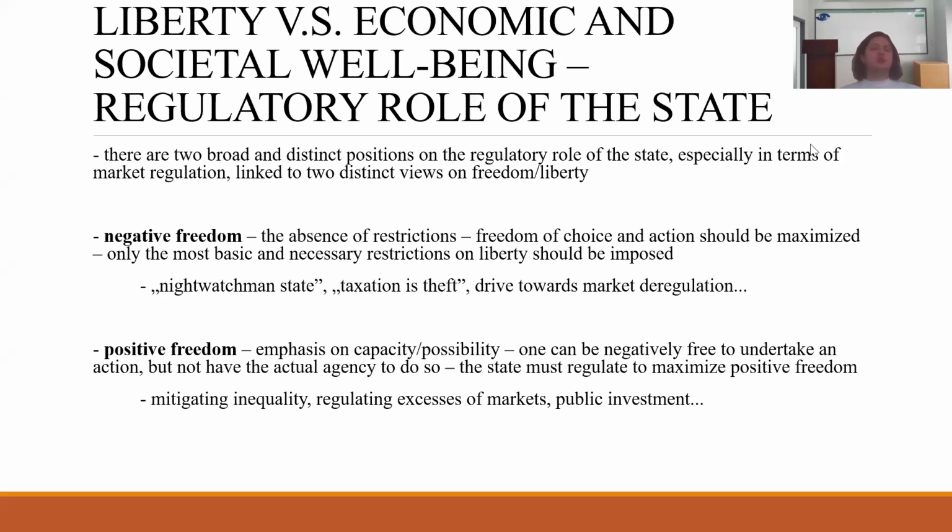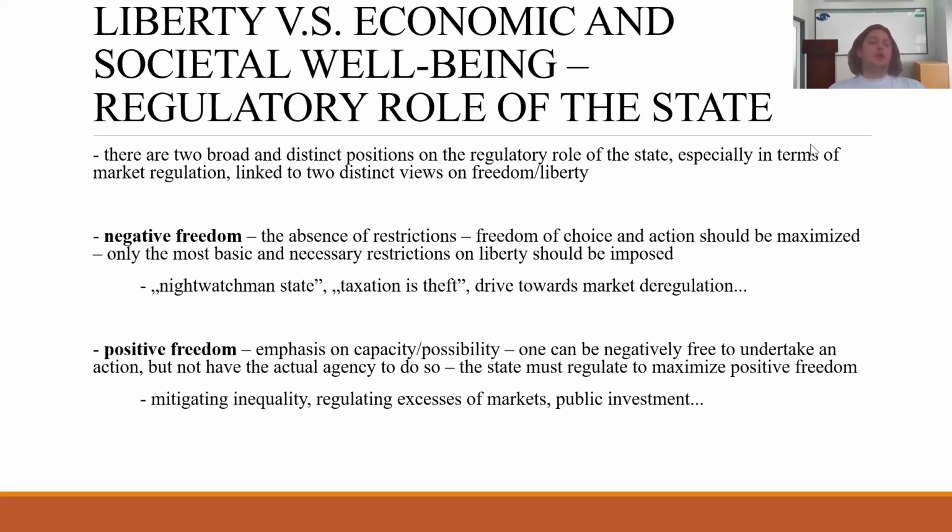From this perception, you will get the drive towards market deregulation. People should be free to buy and offer goods and services on the market without the state interfering in it by capping prices, by implementing value-added tax, by regulating how products can be advertised, etc., etc. It should be up to the willing decisions of people on the market. The other conception of liberty emphasizes positive freedom.